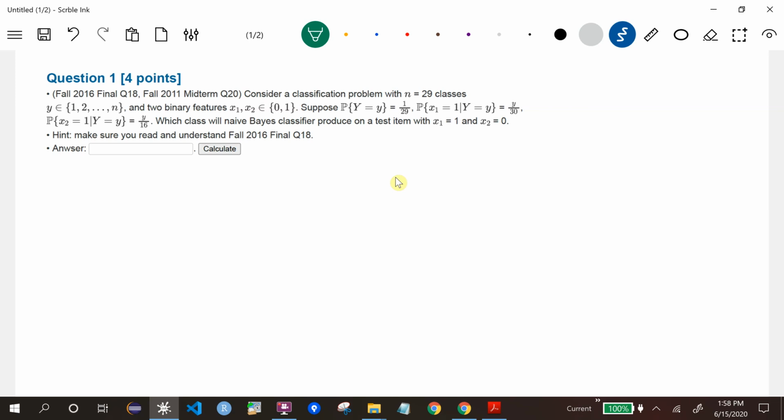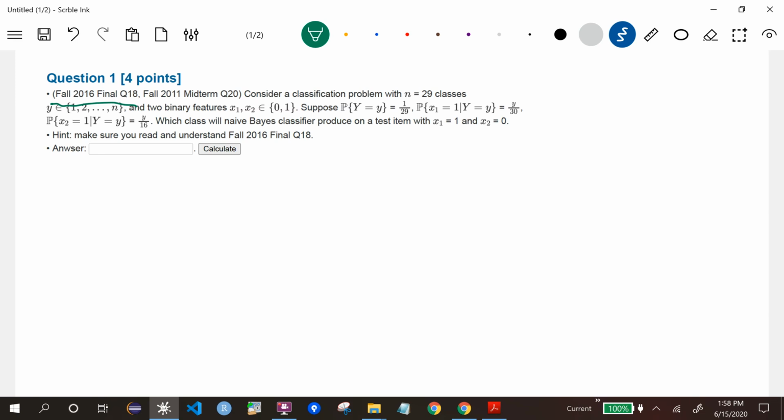This is question 1 of M7. It looks simple, but it's actually one of the harder ones. So again, if you look at the past exam, you'll see a very detailed solution, but I want to go through this again in case the notation is not that clear.